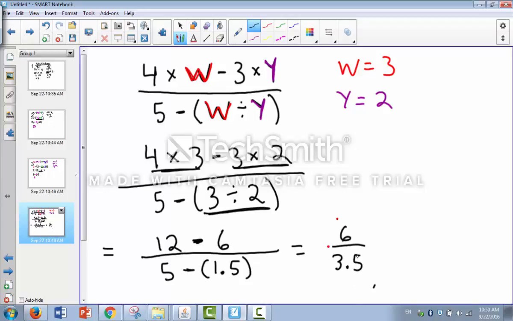I'm going to divide this, so I get 6 divided by 3.5. It's going to be a decimal. 1.714. So I want it to the nearest tenth. I look at the number after. This is a 1, so we just leave that at 1.7.